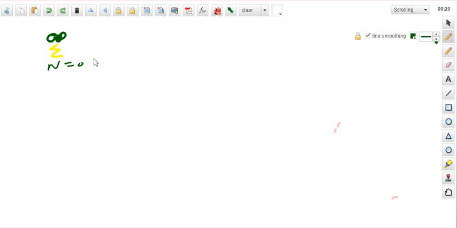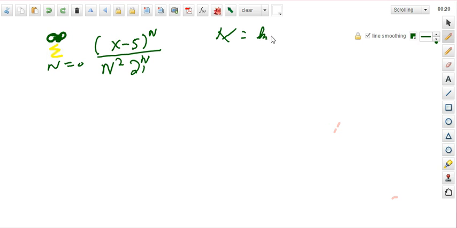From n goes to 0, and this is x minus 5 to the n over n squared 2n, 2 to the n. And he says that k is equal to the limit a to the n plus 1 over a to the n.